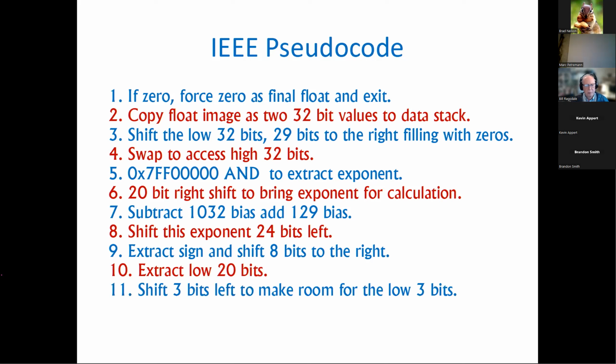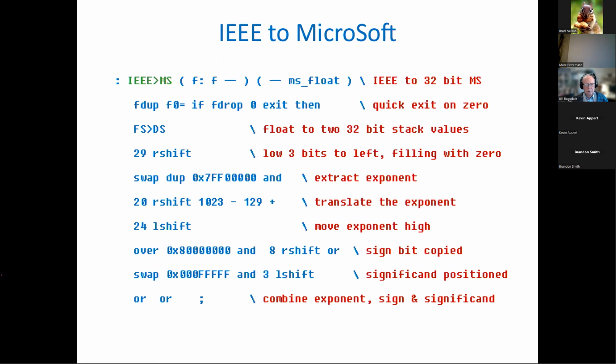We extract the low 20 bits, shift these 3 left, which is needed, and then finally we OR together. So we have 3 elements on the data stack: the significand, the exponent, and the sign. These are just ORed together to finish. And again, we see similar results as we saw before. The first line there is FDUP F0=. We're doing a floating point check for 0. And if that is the case, we simply drop the floating point number, put 0 on the data stack, and exit.